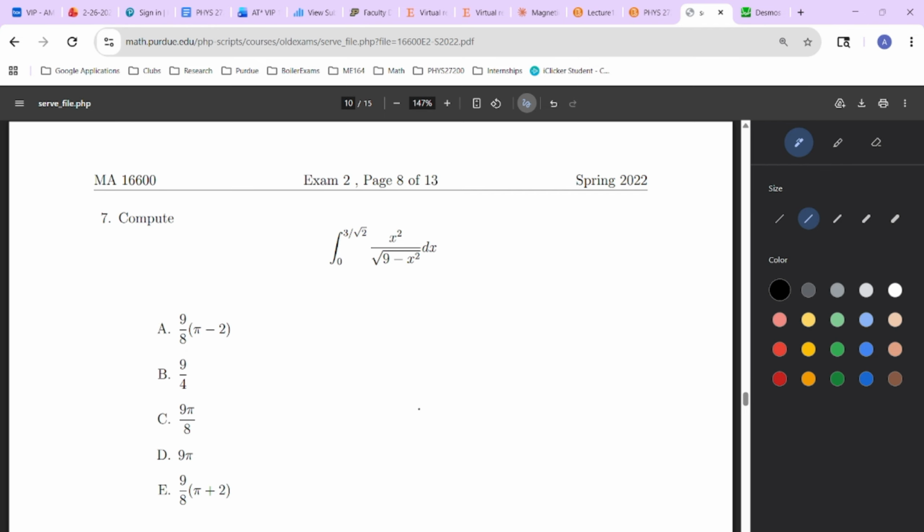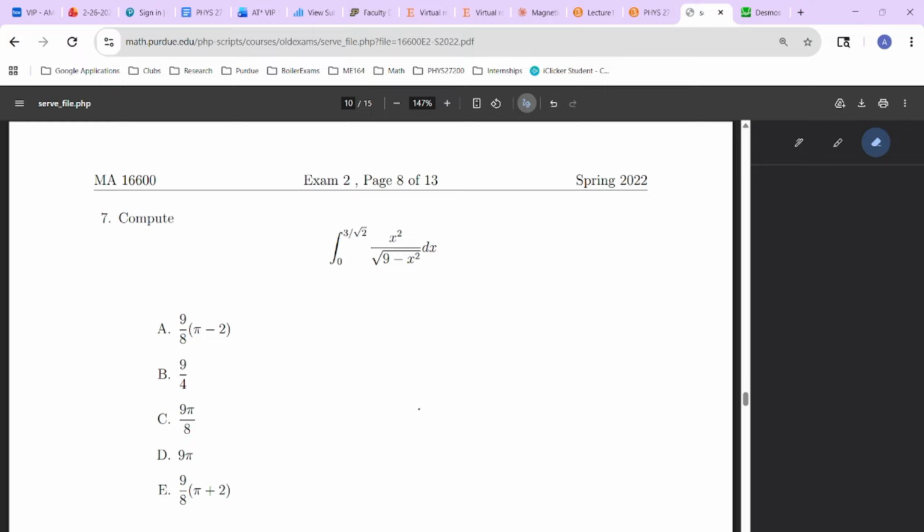We're going to go over question 7 of this problem set. Compute the following integral from 0 to 3 over root 2 of x squared over the quantity square root of 9 minus x squared dx.